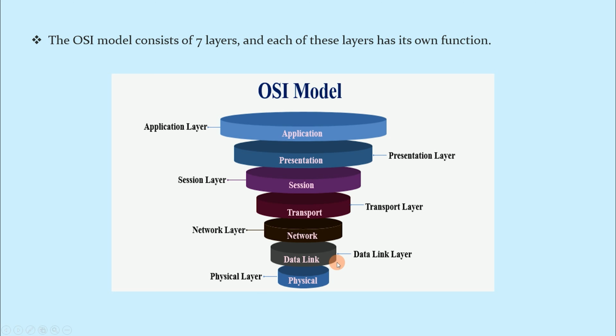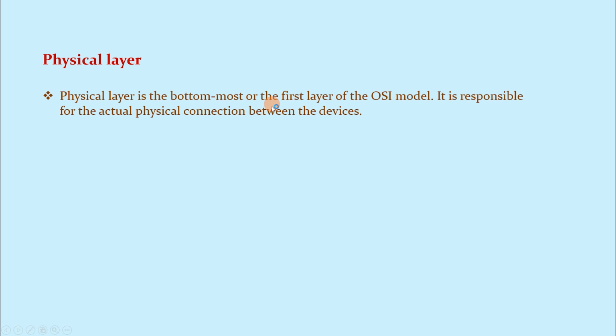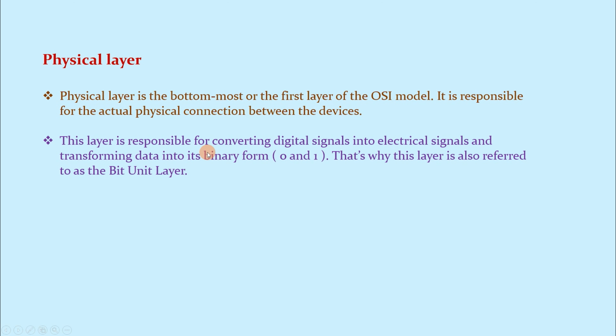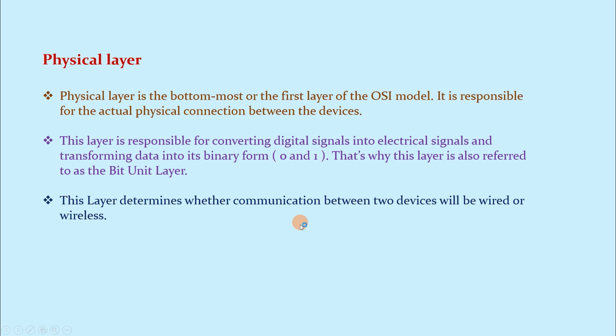Now we will discuss all these layers one by one so that you could understand what exactly the OSI model is doing. Physical layer. The physical layer is the bottommost or the first layer of the OSI model. It is responsible for the actual physical connection between the devices. This layer is responsible for converting digital signals into electrical signals and transforming the data into its binary form, that is 0 and 1. That's why this layer is also referred to as the bit unit layer. This layer determines whether communication between two devices will be wired or wireless.